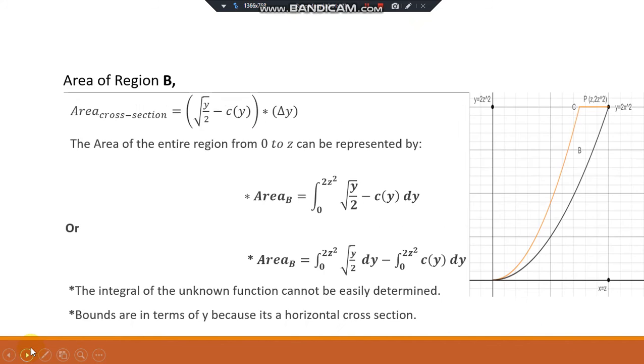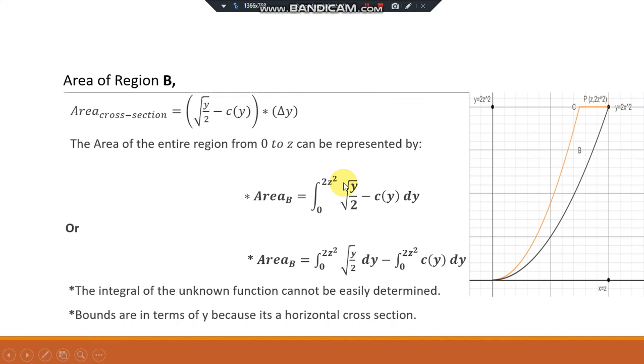So to now find the area of the entire region, we have to take the integral from our lower bound to our upper bound. But we can see from the graph that the two graphs coincide at y equals 0. This shows us that our lower bound is going to be y equals 0. And our upper bound is just the y value of this point P, because this is where the graph of y equals 2z squared is seen to stop. So the y value of this point is just 2z squared. So our bound is going to be from 0 to 2z squared.